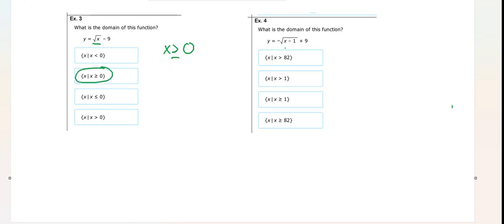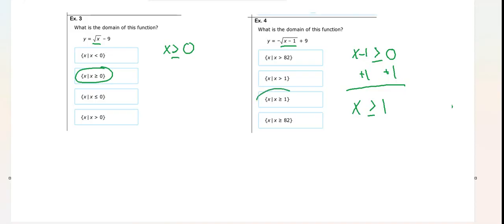Now, this next one, this is what's underneath the radical sign. So we'll solve that, set it to be greater than or equal to 0. We're going to add a 1 on each side, and it gives us x is greater than or equal to 1.